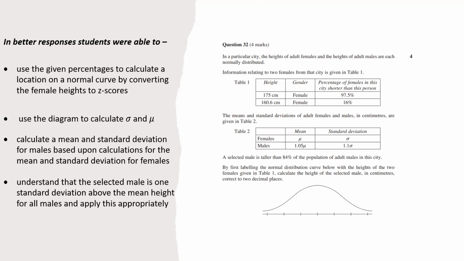And finally, to understand that the selected male being taller than 84% of the population meant that he was one standard deviation above the mean height for the males. So quite a complicated process for students to have to work through and be able to apply the relevant information for the female, convert it to the male, and then be able to use again the z-scores to find the answer to the given question.